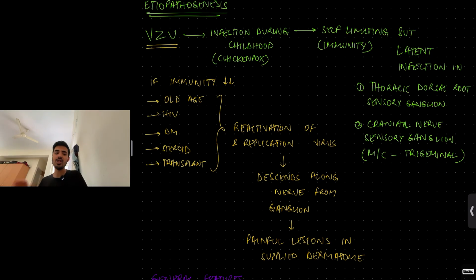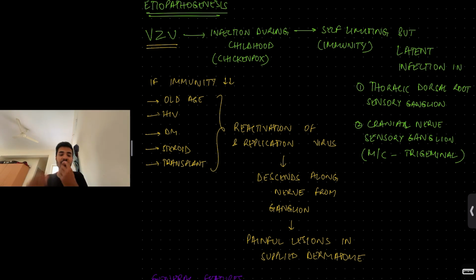So now there it has gone and established a latent infection. Then what happens? Let's say immunity decreases after some time because of old age, HIV, diabetes, steroids, or organ transplantation. What happens? This latent infection gets reactivated. There is reactivation and replication of the virus.